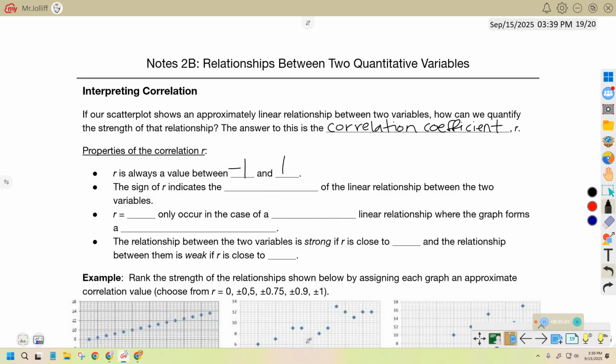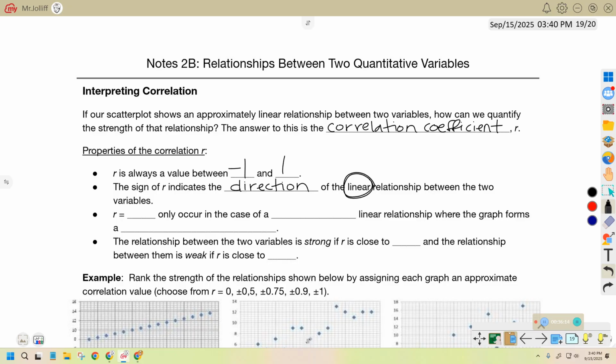The sign on your correlation indicates the direction of the linear relationship. And it is important that you notice that keyword, linear. We only do correlation and regression on linear graphs. So there is an assumption that this graph looked vaguely linear if I am doing this calculation. If it was clearly exponential, I would not be doing this.